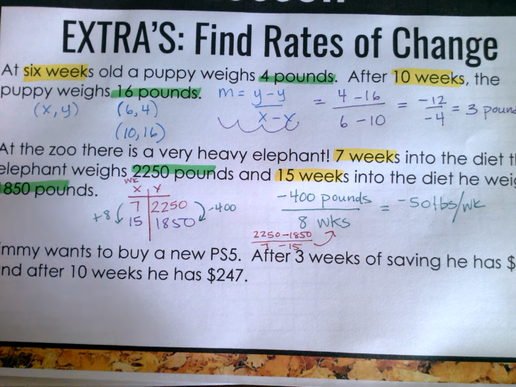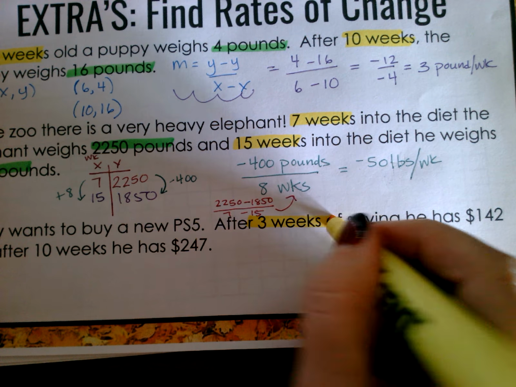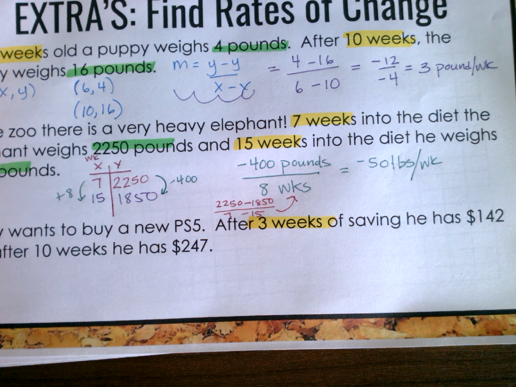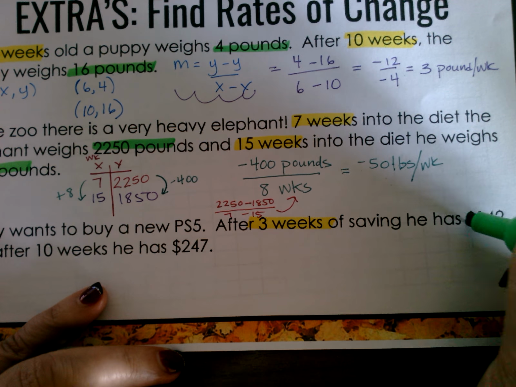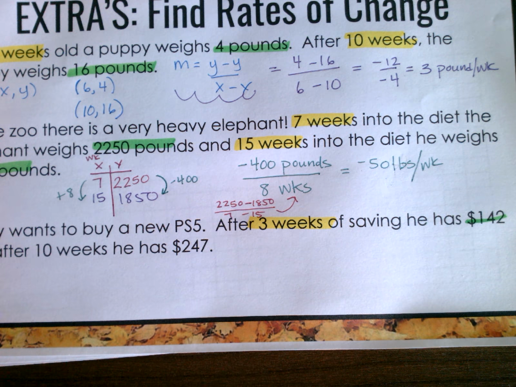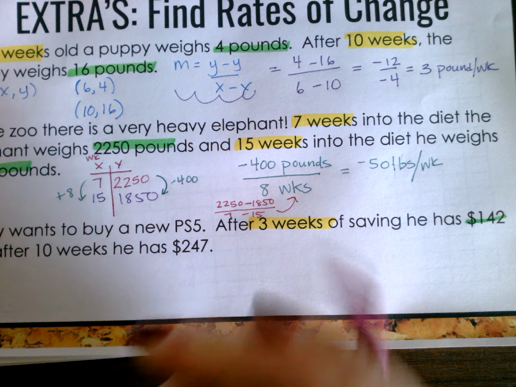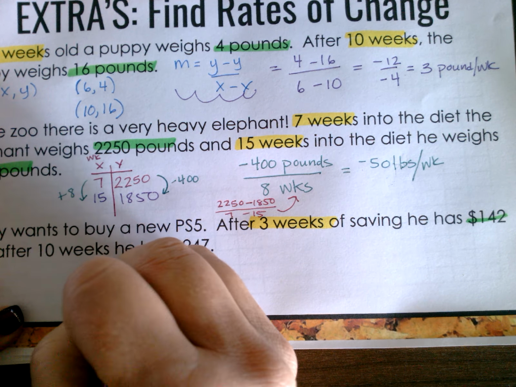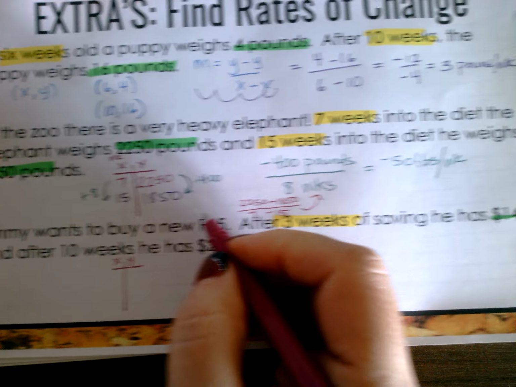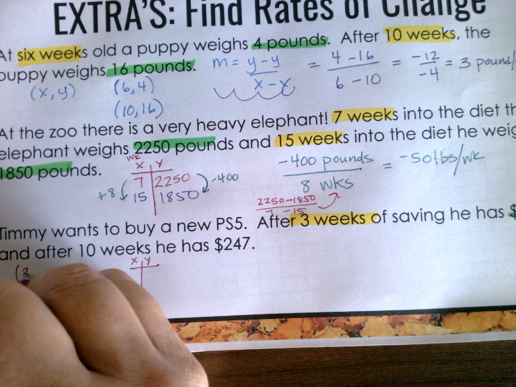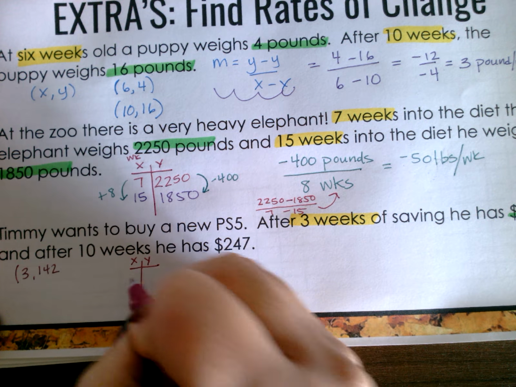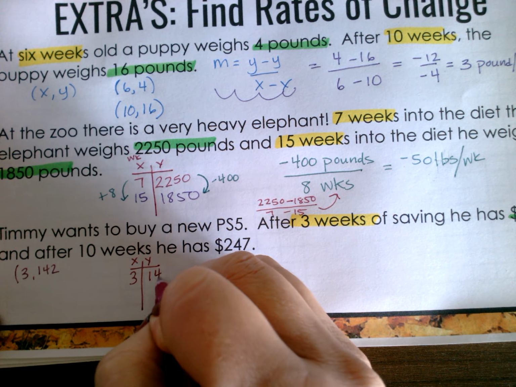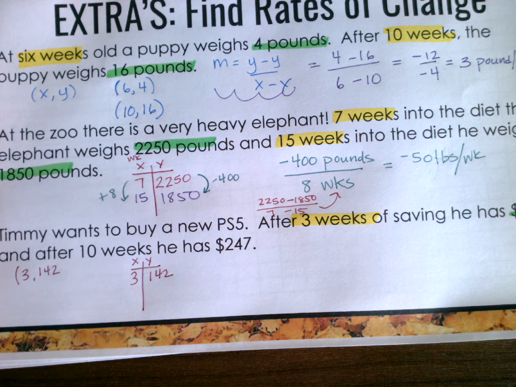Okay, Timmy wants to buy a new PS5. After 3 weeks of saving, he has $142. Okay, that information is related. It goes together. So I will start just a little table. Again, if you want to write that as ordered pairs, you may. Sometimes I like to just do a table.